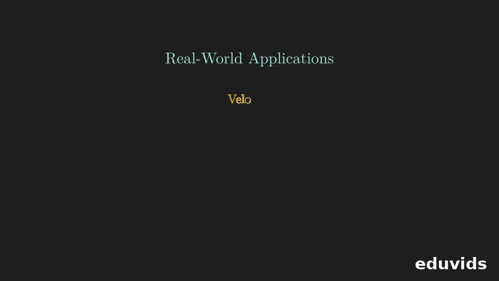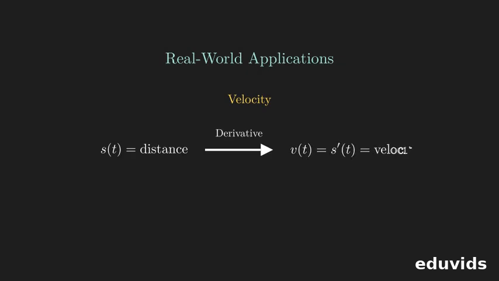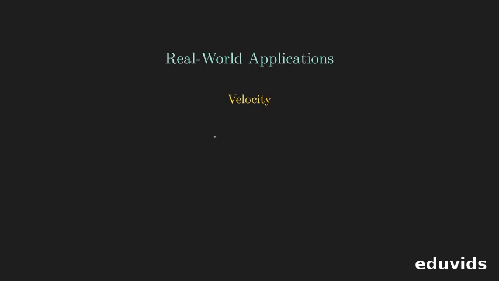Differentiation has many practical uses, like understanding how quickly things move. If a function describes an object's distance over time, its derivative tells us the object's instantaneous velocity. Let's use an example. A ball's height is described by the function h of t equals 5 minus t squared. Its derivative is minus 2t. This tells us the ball's instantaneous vertical velocity at any time t.